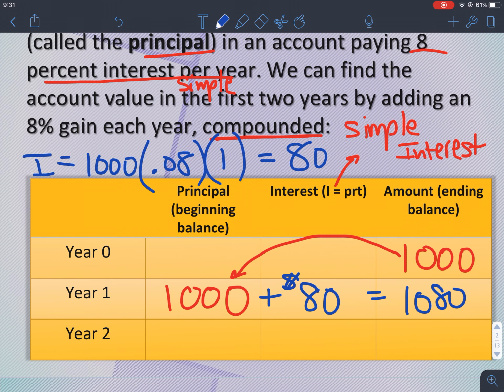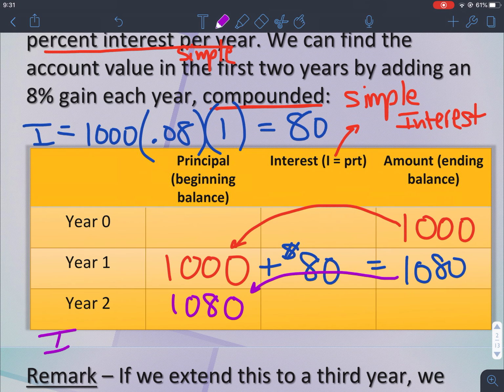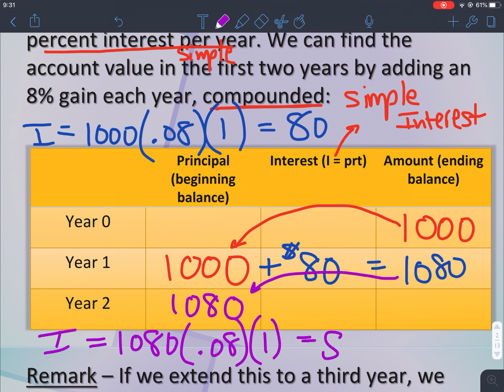Well, what if I decided to leave my money in there for another year? This amount gets carried over to the new year, January, the new beginning of the year at $1,080. And now I have to calculate the simple interest again at 8%, so I'm repeating the process. So over the course of year 2, I would earn interest of $86.40.